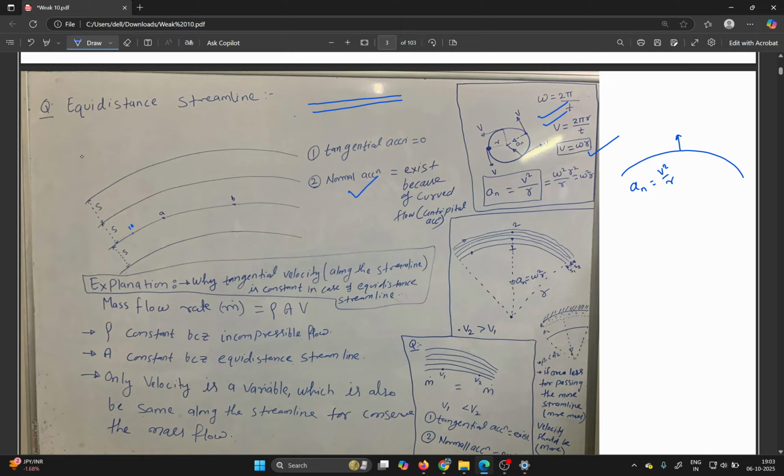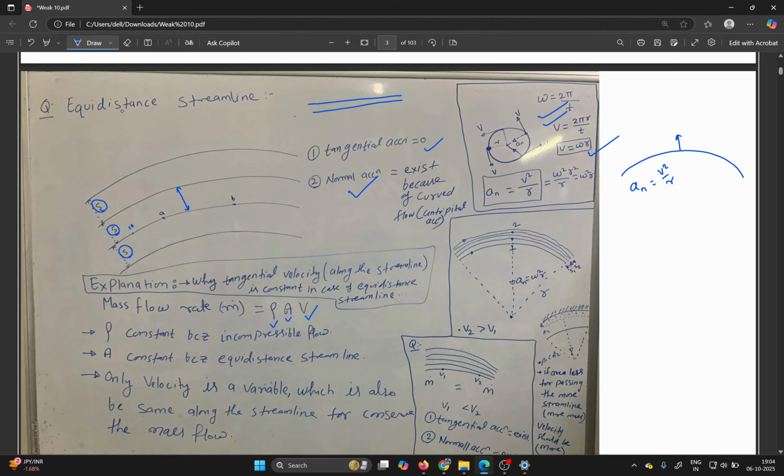So the first case, you have equidistant streamlines, that is, the space between the two streamlines is the same. Yes, here is also S, here is also S. So this is the case. Here normal acceleration will exist because of the curvature. Now about the tangential acceleration. Why does tangential acceleration not exist here? Because, as you know, the mass flow rate is nothing but rho, that is density of water, times the area between the streamlines, times the velocity.